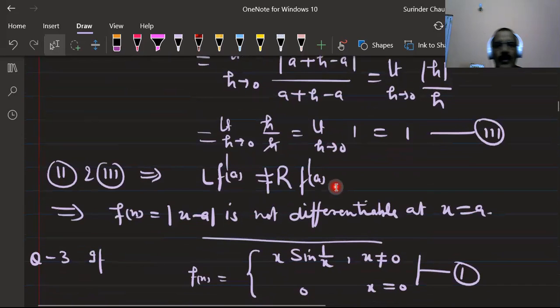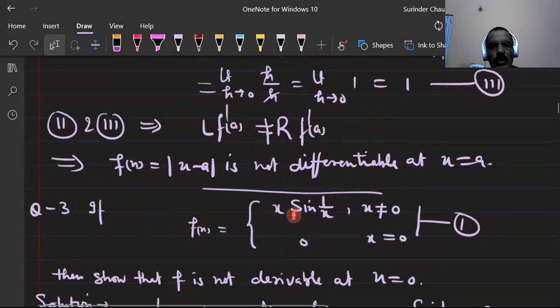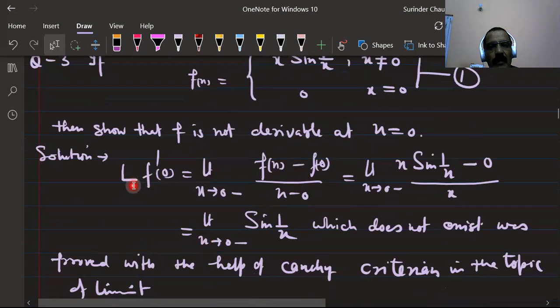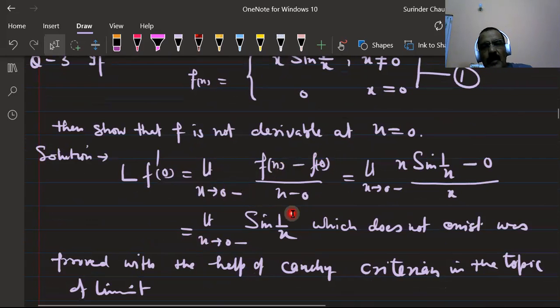Now we will see the different forms of the function. If a function is not continuous, it is not differentiable. So to prove the function is not derivable, we'll find the left hand derivative of this. Limit x tends to 0 from negative, f(x) minus f(0) upon x minus 0, that is, limit x tends to 0 from negative of x sine of 1 upon x, upon x. This comes out to be limit x tends to 0 from negative of sine of 1 upon x.